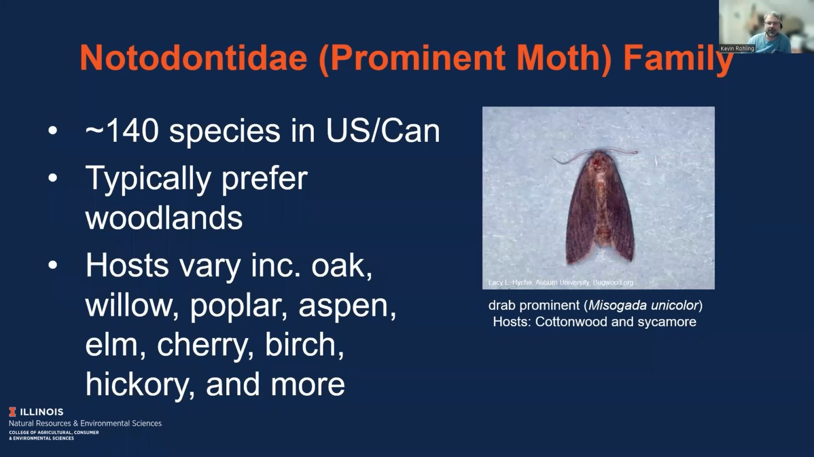Up next, we have the Notodontidae, or prominent moth family. This is a smaller number of species in this family in our area, with 140. But this is a group that typically prefers woodlands and especially oaks, willows, poplars, and so on.